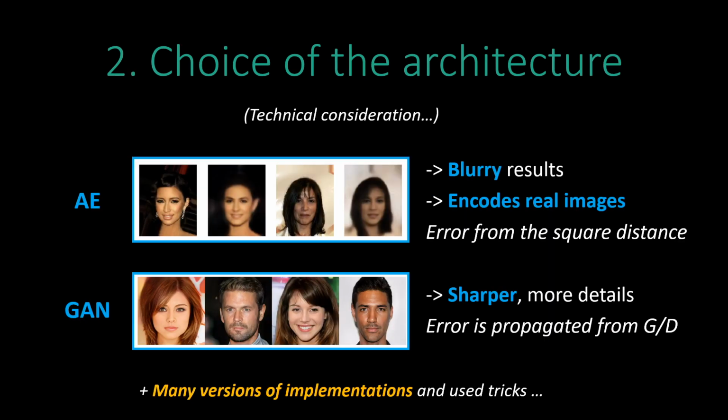So of course the technical consideration of choice of the architecture is actually also important. As you saw in the easy example of choosing between AutoEncoders and GANs, you probably would choose a GAN for some cases, but you maybe would like to encode some real images. So there is some decision making there as well. And of course, in both of these cases, there are many versions of different implementations and tricks, and which one you will use and which one you will disregard is a big choice as well. But maybe it's more on the technical side.